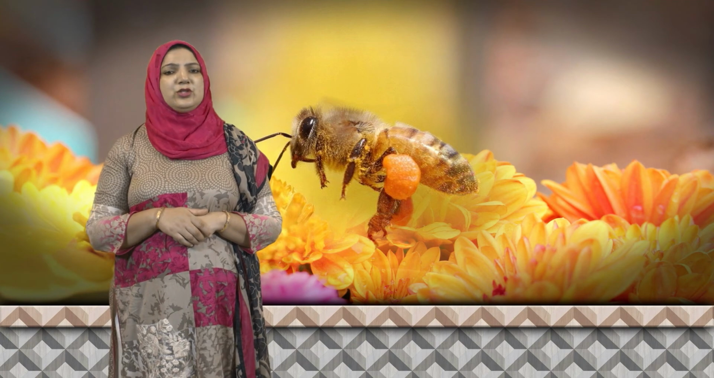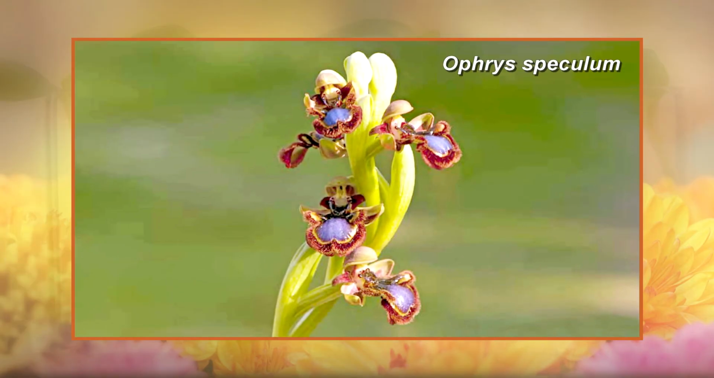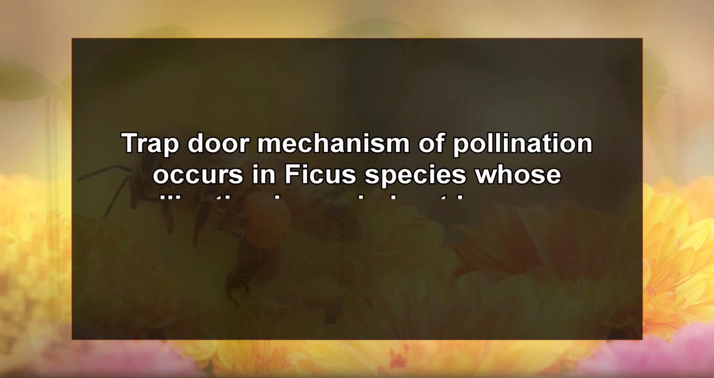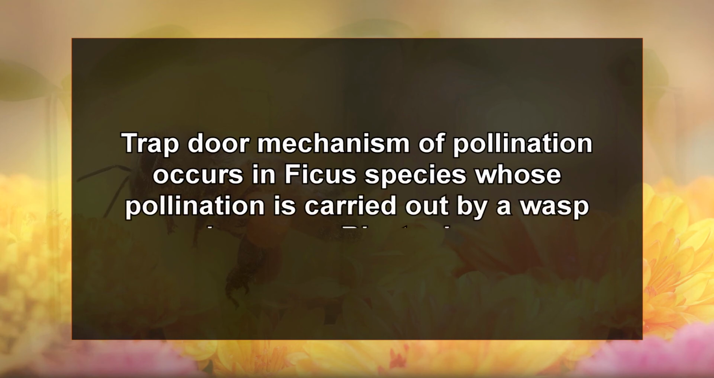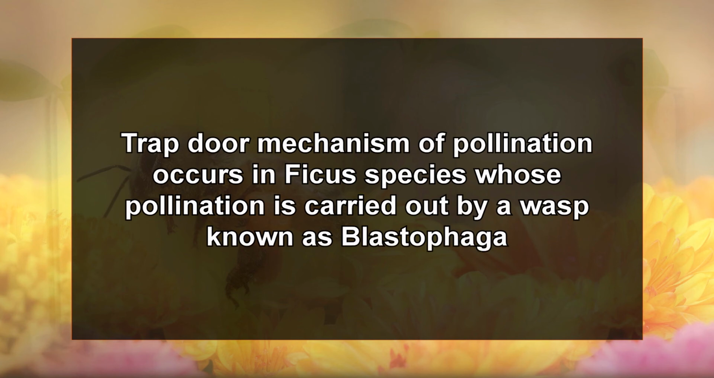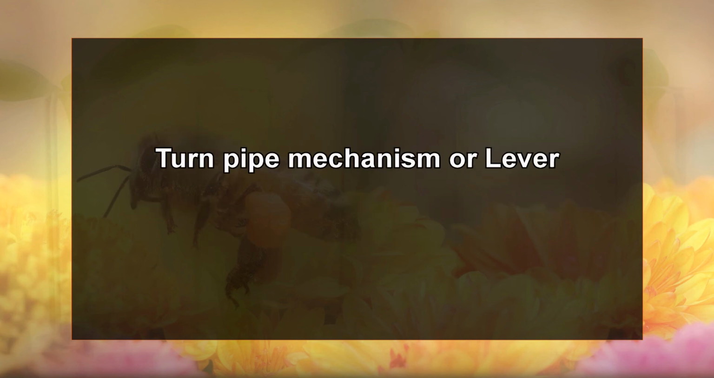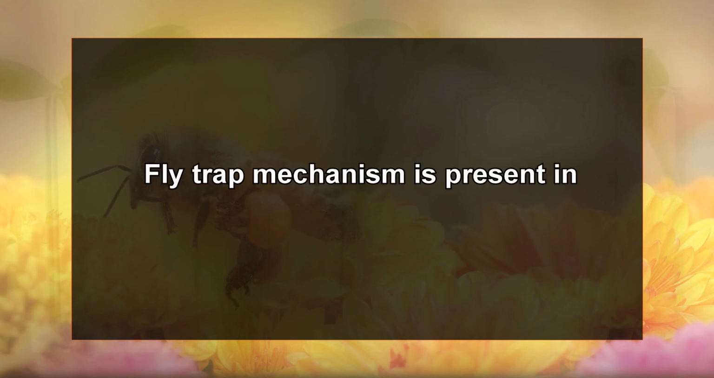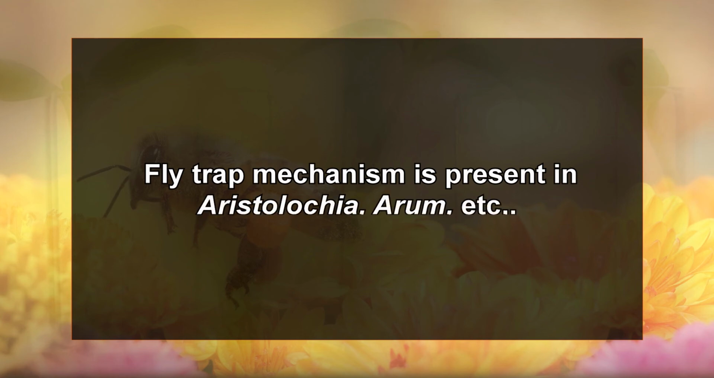Now, let us mention some special cases of entomophily. In an orchid, Ophrys speculum, pollination occurs by the act of pseudocopulation. Trapdoor mechanism of pollination occurs in Ficus species, whose pollination is carried out by a wasp known as Blastophaga. Turnpipe mechanism or lever mechanism operates in Salvia, pollinated by bees. Flytrap mechanism is also present in Aristolochia, Arum, etc.